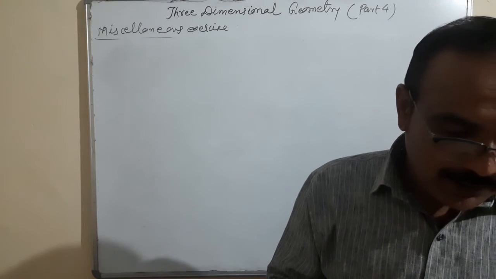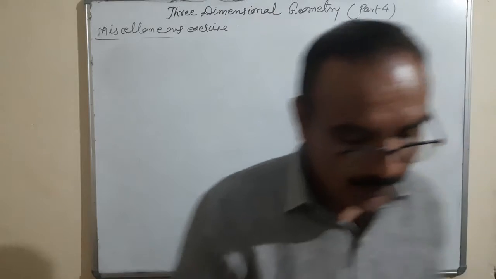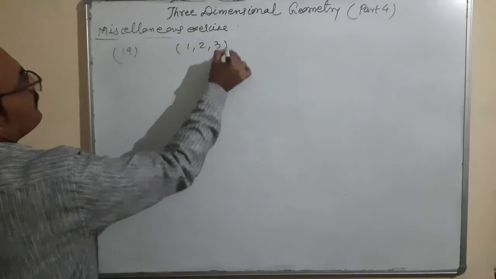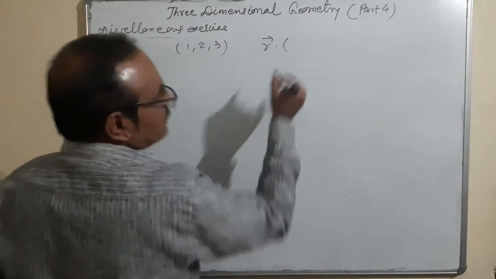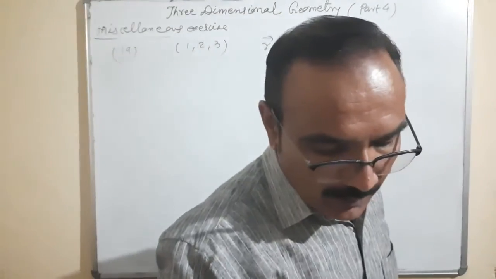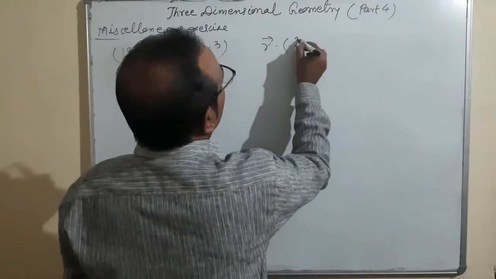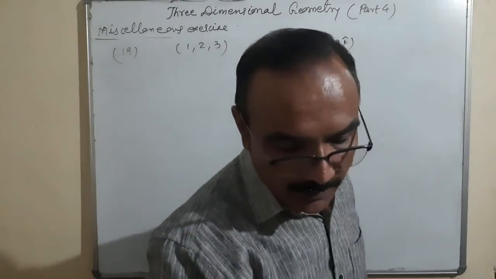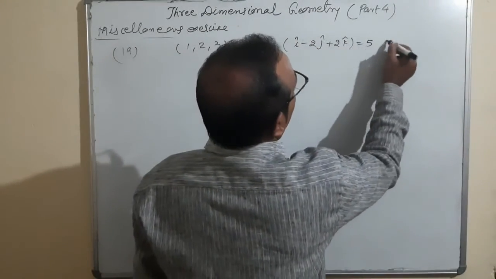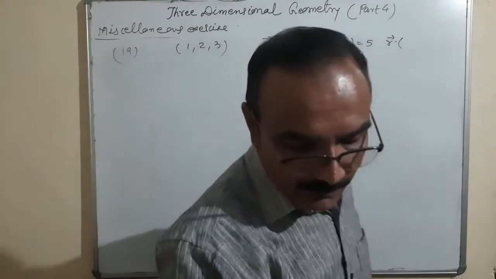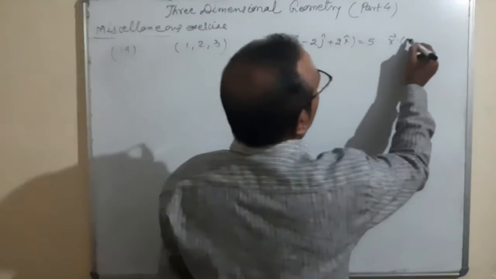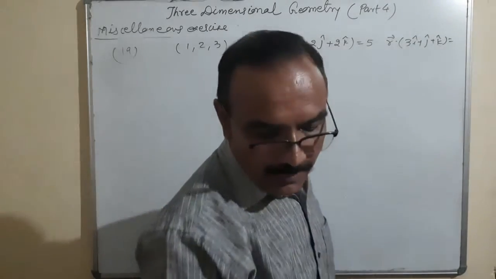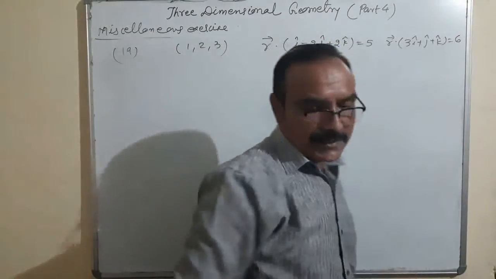19th question, find the vector equation of the line passing through 1, 2, 3 and parallel to the two planes: vector r dot (i minus j plus 2k) is equal to 5 and vector r dot (3i plus j plus k) is equal to 6. Okay, now let's read the question.